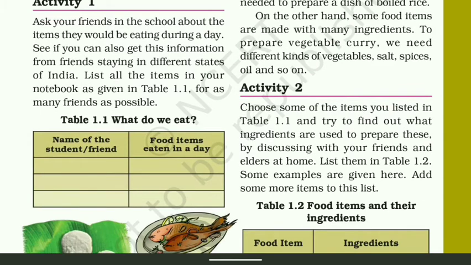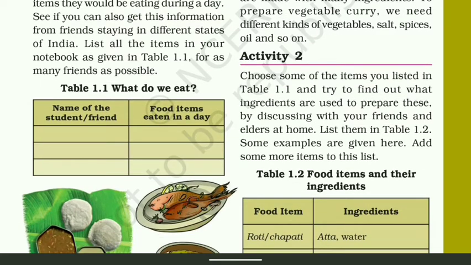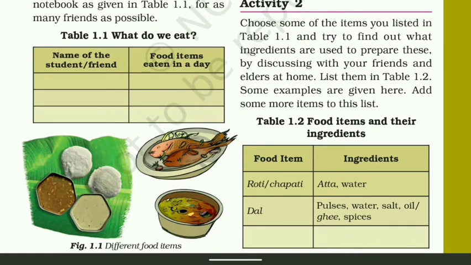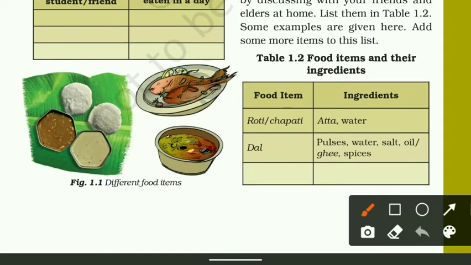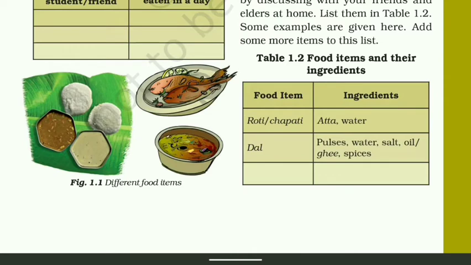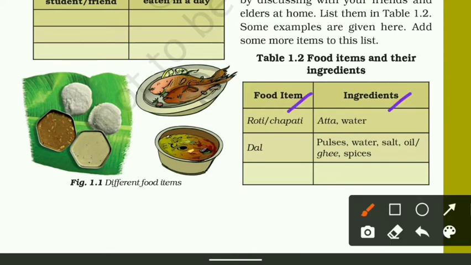Activity 2. Choose some of the items you listed in Table 1.1 and try to find out what ingredients are used to prepare these by discussing with your friends and elders at home. List them in Table 1.2. Some examples are given here. Add some more items to this list. So Table 1.2, food items and their ingredients. This side food items and this side ingredients, like roti, chapati, atta, water, dal, pulses, water, salt, oil, ghee, spices.